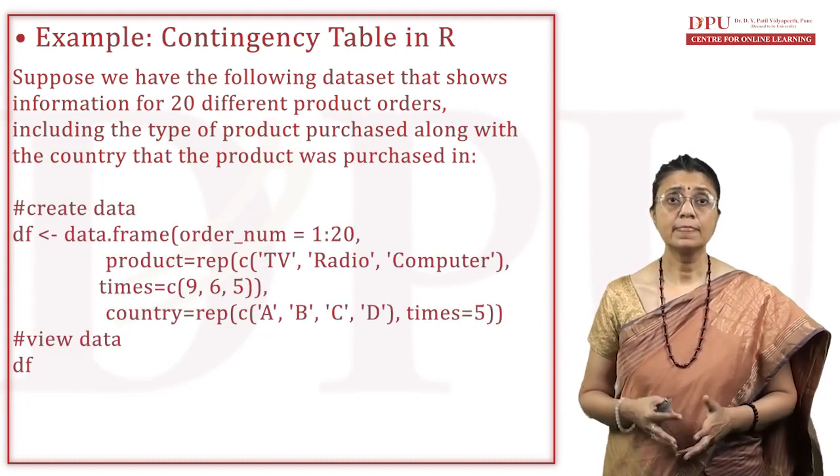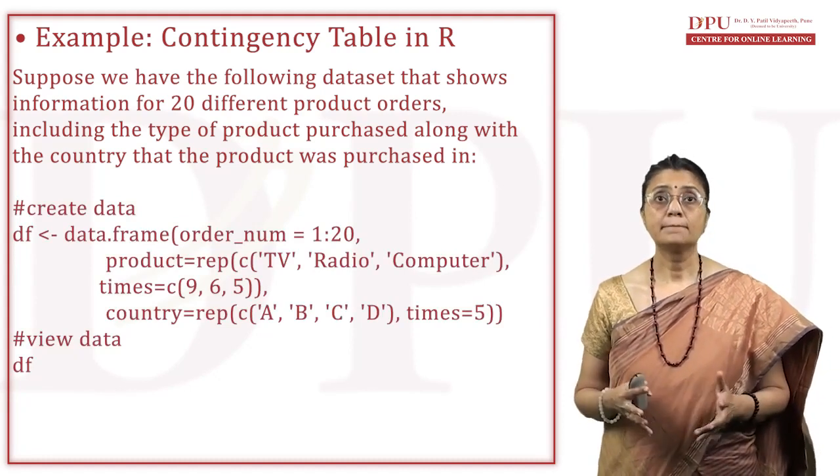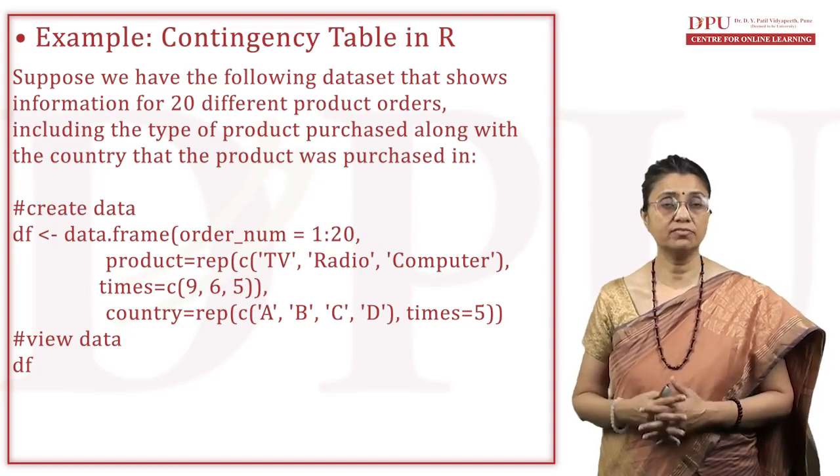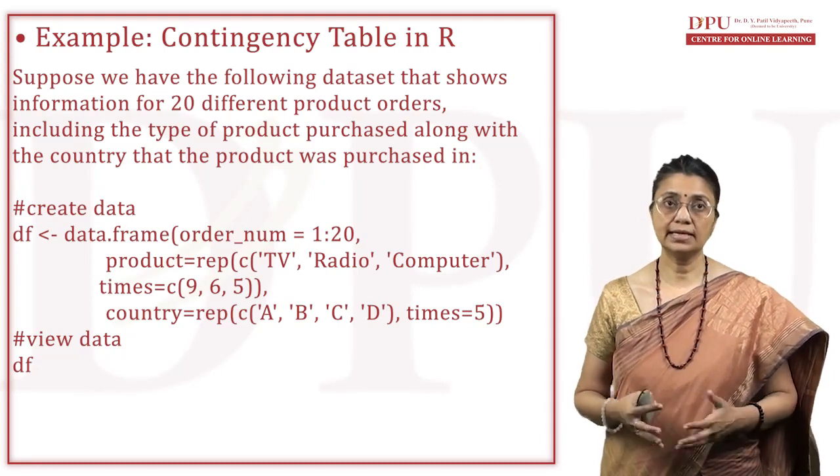We create a data frame, order number from 1 to 20, product is equal to TV, radio and computer, times is 9, 6 and 5, country is ABCD and times is 5.